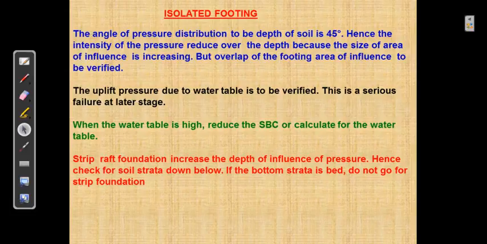First one is isolated footings. So the angle of pressure distribution to the depth of soil is 45 degrees. Hence the intensity of pressure reduces over depth because the area of influence is increasing. So the applied pressure due to water table is to be verified. This is a serious failure at a larger stage. So strip foundation increases the depth of influence of pressure. Hence they check the soil strata down below. If the bottom strata is wet, do not go for strip foundations.